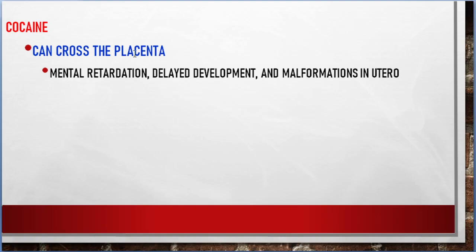So it can cause your placenta. That's why it can cause severe mental retardation, delayed development, and malformations in your utero. That's why when we deliver patients na mayroong mga malformation and other, we try to elicit the history of the patient if there is a history of illicit drug use other than taking of other drugs. Kasi nga, it's very important. Like your cocaine can really cause severe malformation, mental retardation, and delayed development even inside your uterus.